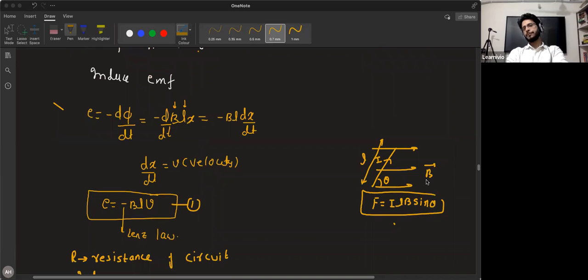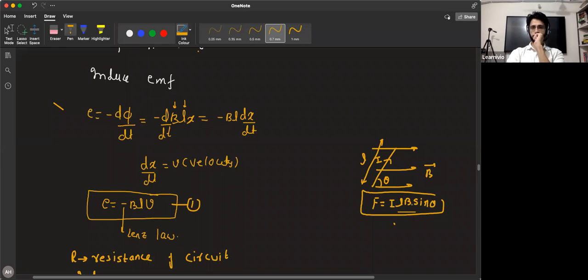So this is just from magnetics. This is a magnetic field. In the magnetic field, we placed a current carrying conductor. So I'm just recalling the concept of magnetics here. If you take a current carrying conductor in a magnetic field, then the magnetic field will exert some force over the conductor, and that force is ILB sin theta. This is what I am discussing.